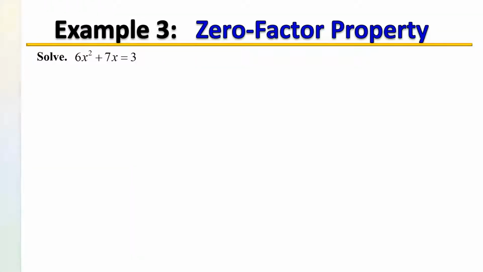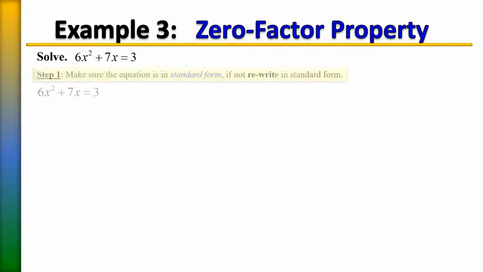Example 3, using the zero factor property. So we're asked to solve this quadratic equation, and yes, it is a quadratic equation because, out of all the terms, the greatest degree is the squared term. However, this quadratic equation is not in standard form, and recall step 1 is to make sure that the equation is in standard form. So we need to rewrite it in standard form.